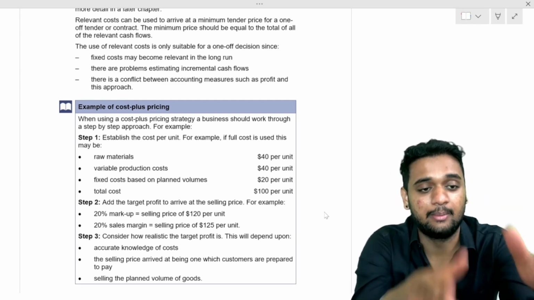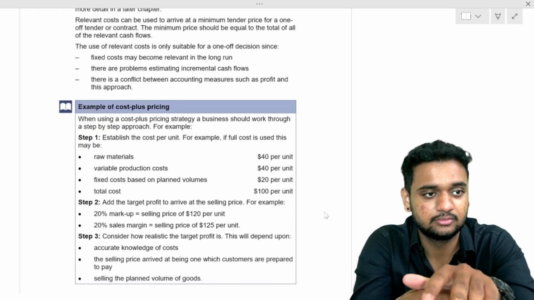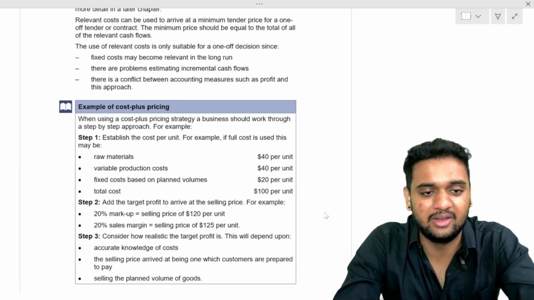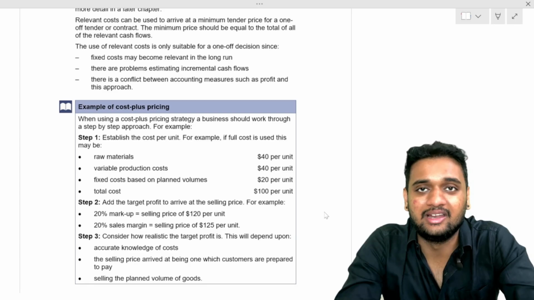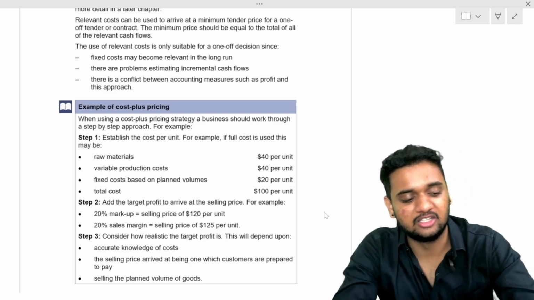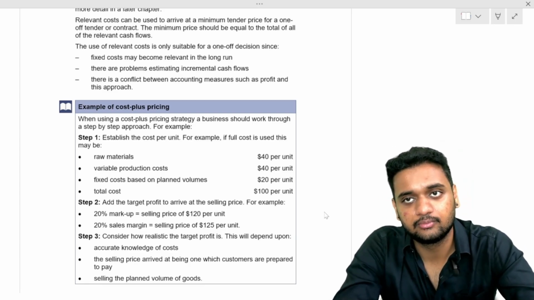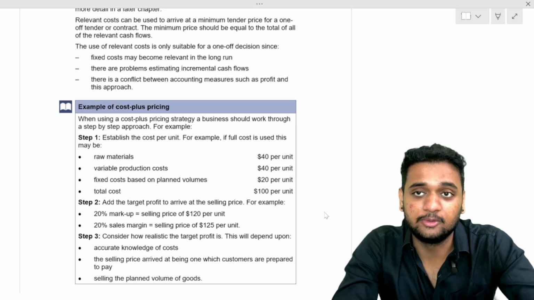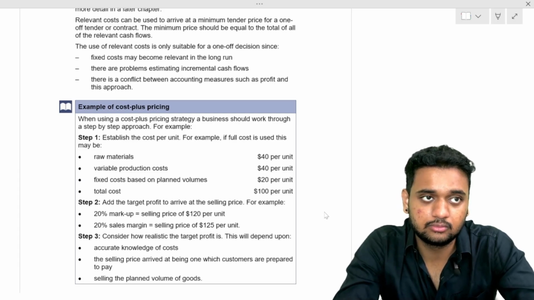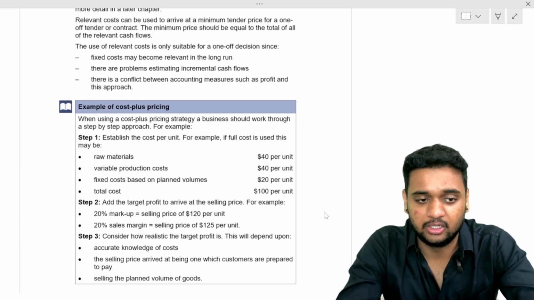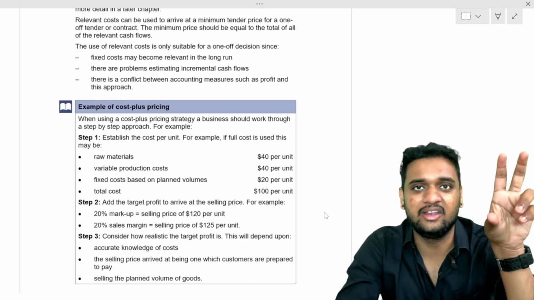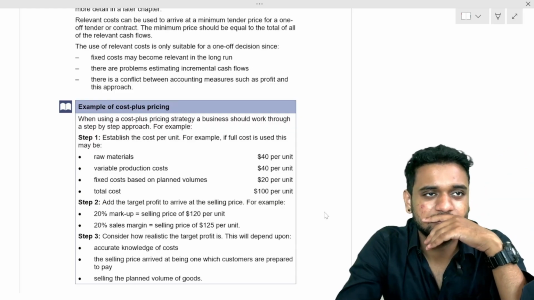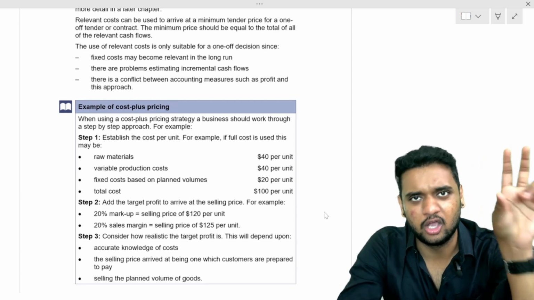Here, example of cost plus pricing. One question is there. Leave step 2, see only step 1. Markup is 20%. What is my selling price? 120. Markup is 20%. Cost, we need markup or margin. First we have to determine that. What is given to us? Cost is given to us. For cost, what do we need?